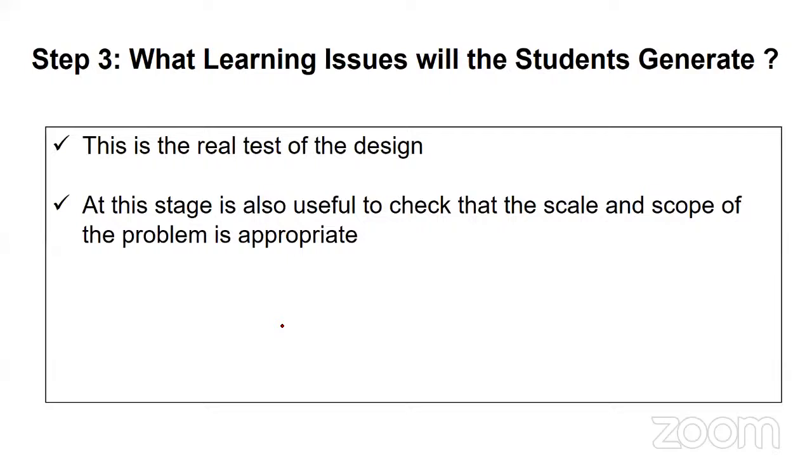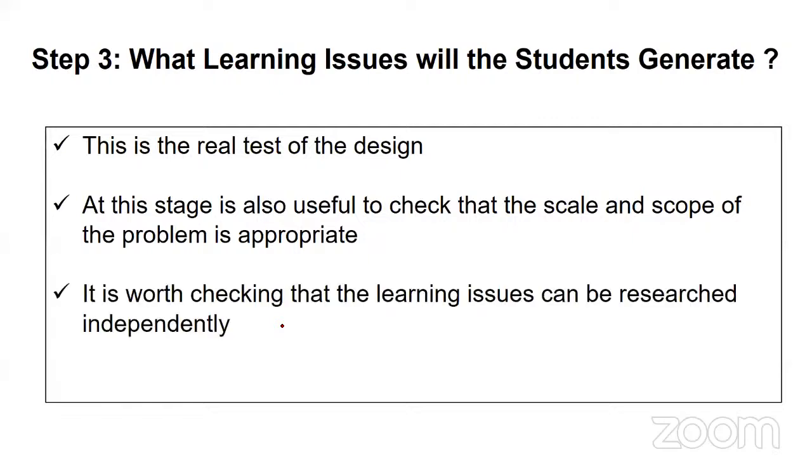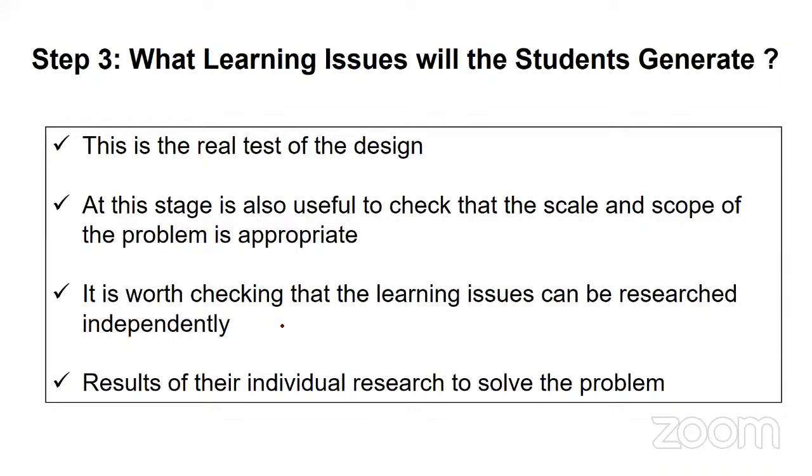At this stage, it's also useful to check that the scale and the scope of the problem is appropriate. And it's worth checking that the learning issues can be researched independently. The research can be done even by some other teachers or by the students or learners, and the results of the individual research help to solve the problem for the learners.